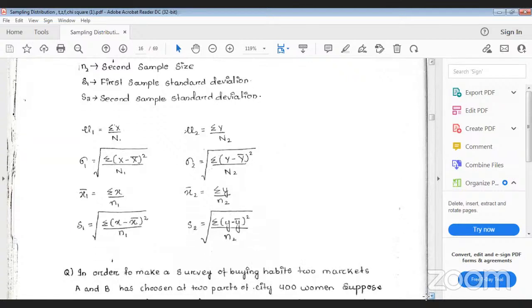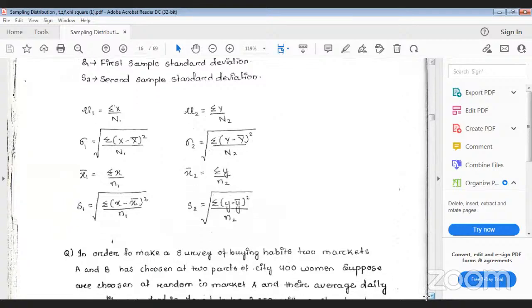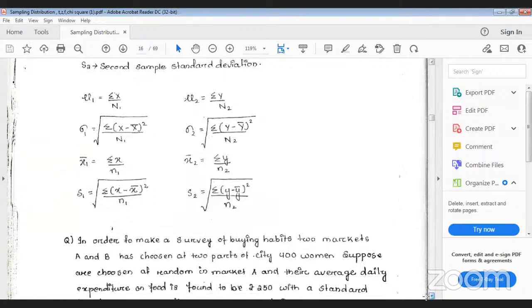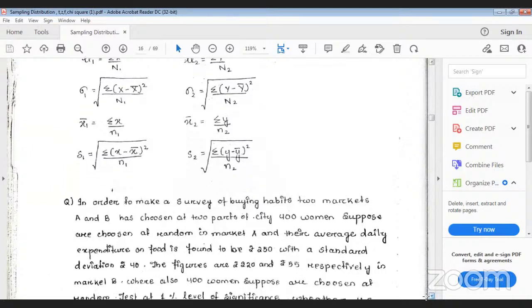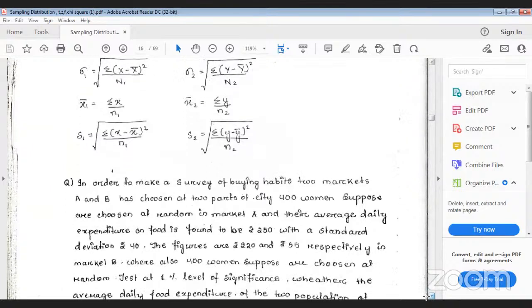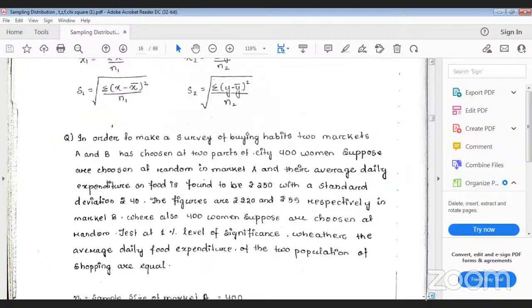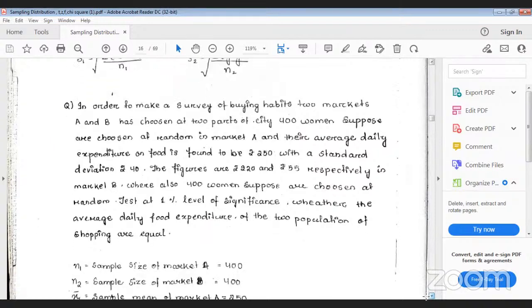Mu1, the population mean, is summation capital X by N1. Similarly, mu2 is summation Y divided by capital N2. Similarly, sigma 1 is the root over summation of (X minus X bar) square by N1, and likewise for Y, that is the standard deviation. Similarly, the sample mean for population 1 is summation X by N1, and for population 2 summation Y by N2. Similarly S1 and S2. By using this, the problem is solved.